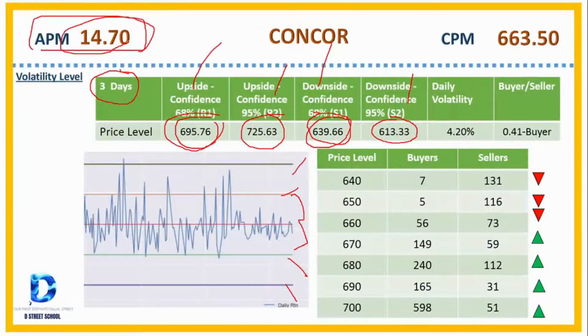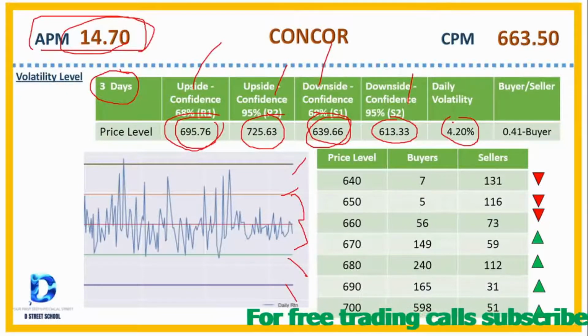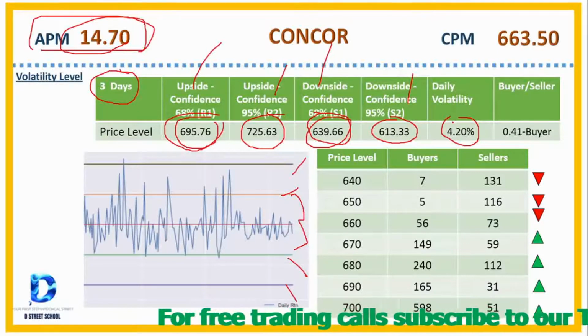So this is the way we can understand the volatility, and I will also give the volatility percentage for Concur. This is not daily, actually it is for 3 days. The 3 day Concur volatility percentage would be 4.2%. This is historical volatility. Don't confuse it with implied volatility, which is different. Often you see implied volatility in the option chain, right? That's implied volatility. This is historical volatility.